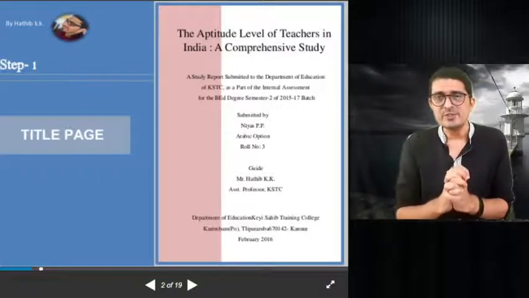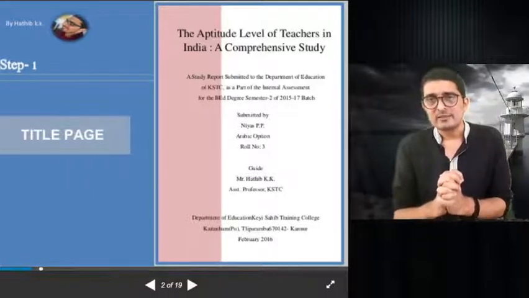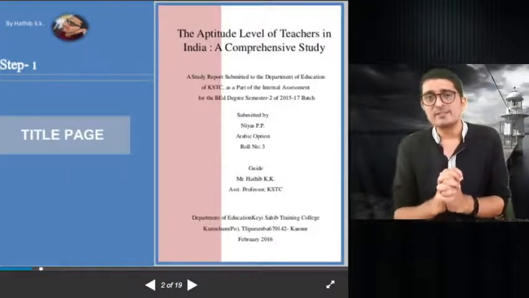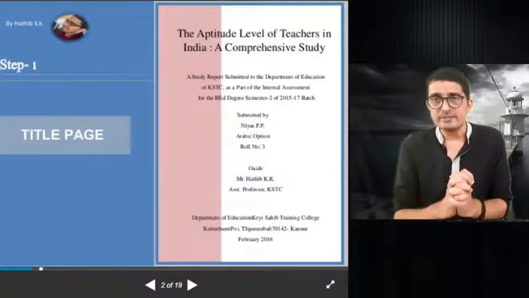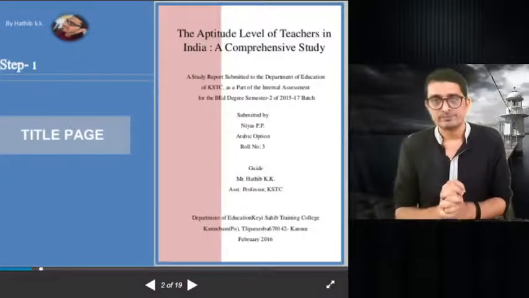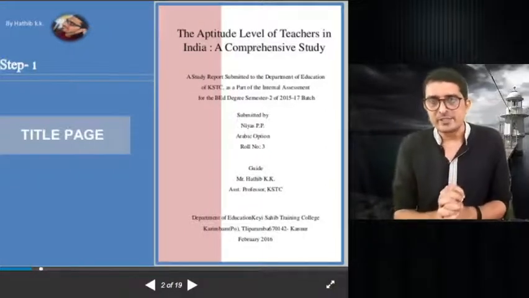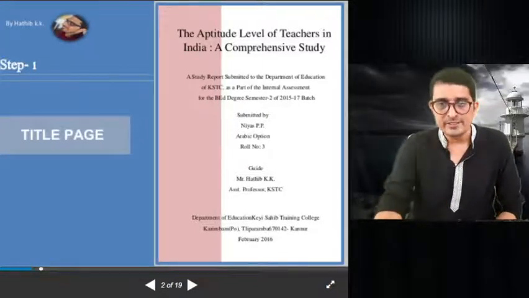In the title page, you have to give the title of your study, then a short description of your study, then the name of the person who has submitted the study, then the name of the guide. Then if you are submitting the item to a particular teacher, you can just write submitted to. So writing the title page is the first step. And what is the second step?